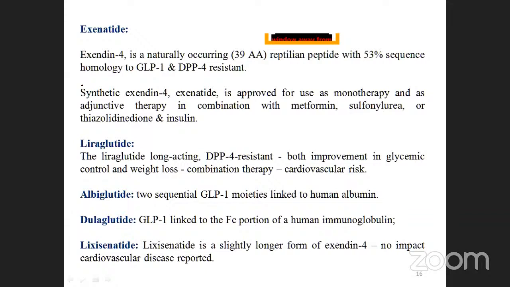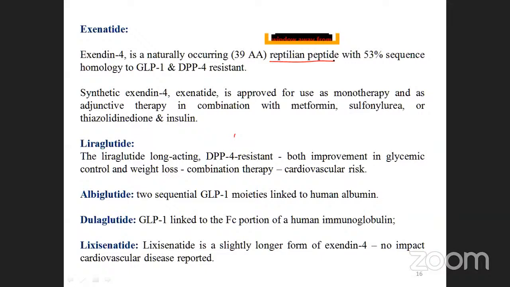Exenatides. So the interesting issue is there is a peptide called exendin-4, okay? So this exendin-4, basically it is, you can say, a reptilian peptide, meaning it is isolated from reptiles like frogs and snakes and certain kinds of lizards.